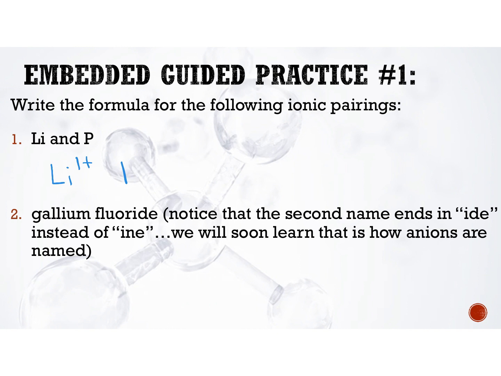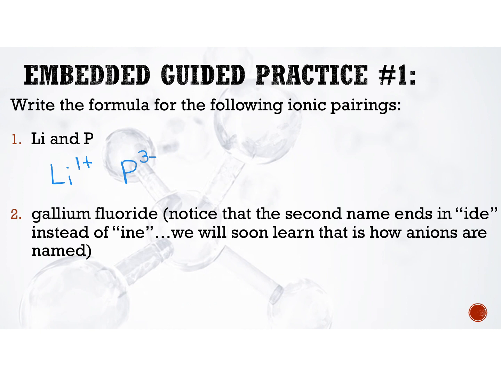And then phosphorus is found in 5A, and phosphorus has 5 valence electrons. To satisfy the octet rule, it's going to gain 3 electrons, and that gives it a 3 minus charge.